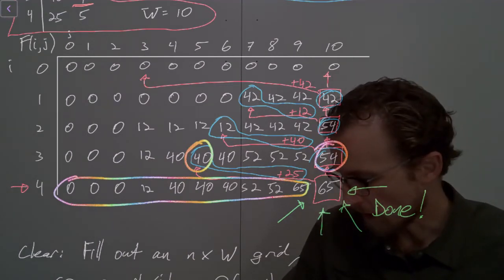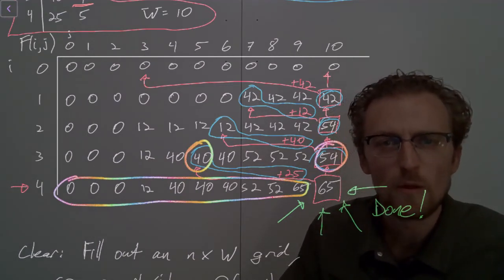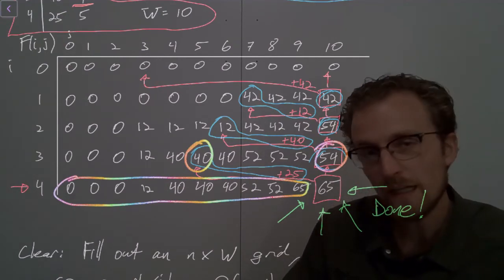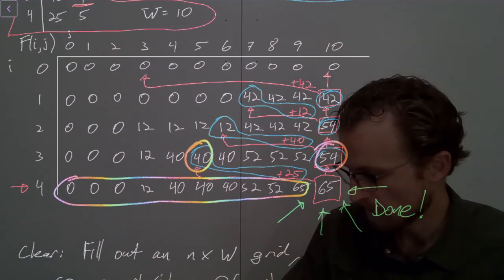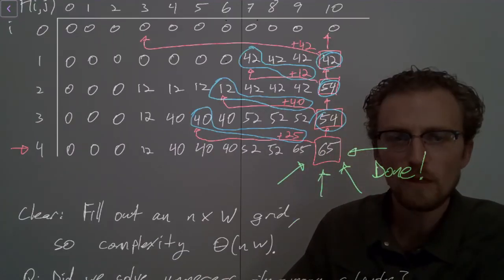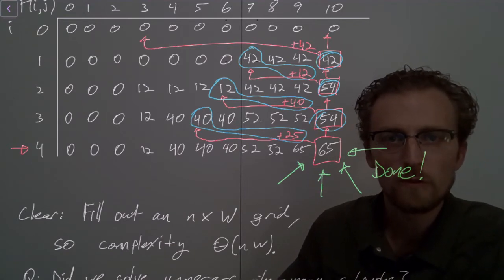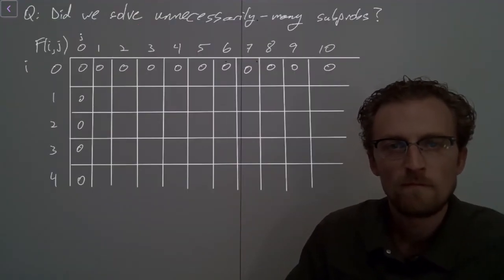So how would we do this? Well, let's fill out a new DP table and think about exactly which subproblems need to be solved. And we can actually do this without writing in any numbers. So let me show you what I'm talking about. Again, I'm going to pause the video, copy this down, and then we'll be able to interact with it a little bit better. So here we are.